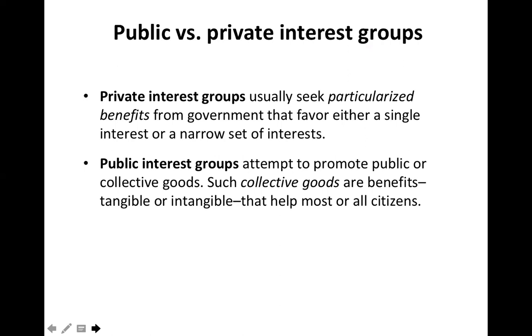Then we have public interest groups. These attempt to promote public or collective goods. Such collective goods are benefits, tangible or intangible, that help most or all of our citizens. With a public interest group, these are things that we actually get benefits from, even if we're not a part of it.